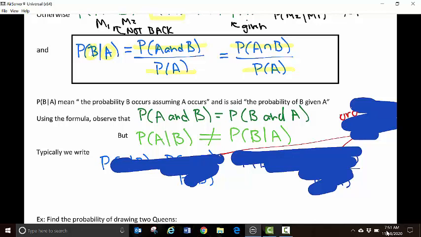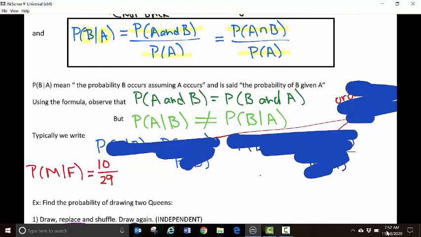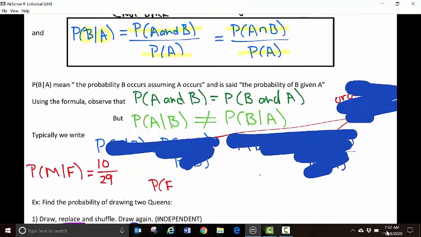So for example, if we went up to the sticks, if I said, what's the probability of getting a male given you got a female? Okay, well, getting a female, you now only have 29 sticks in there, right? But how many male sticks are still in there? 10. However, probability of female given male, if you already got a male, there are 29 sticks in there, but how many female sticks are in there? So notice that these do not mean the same thing. You guys good with that?